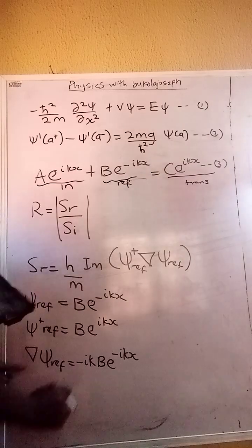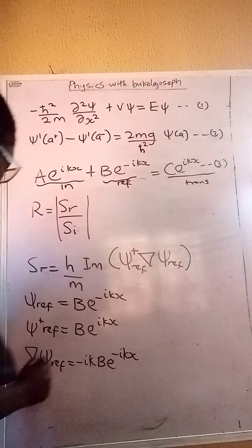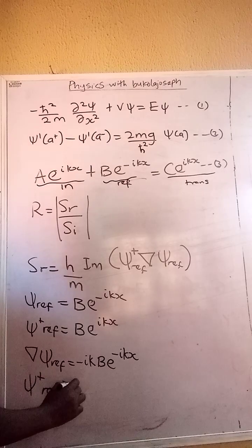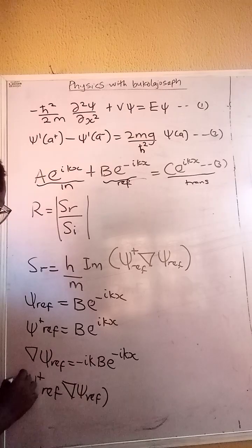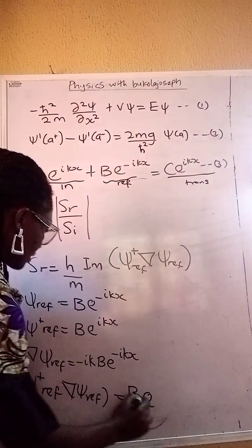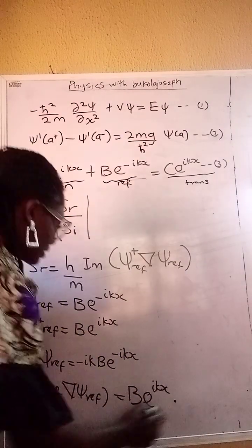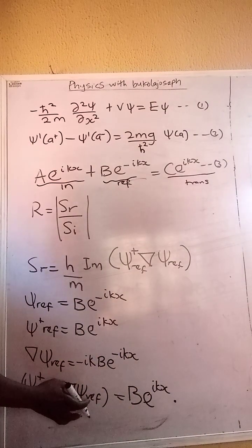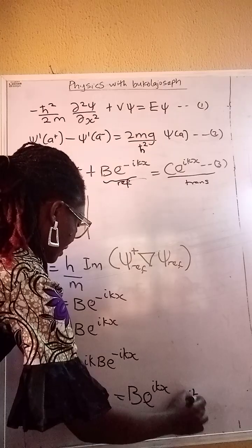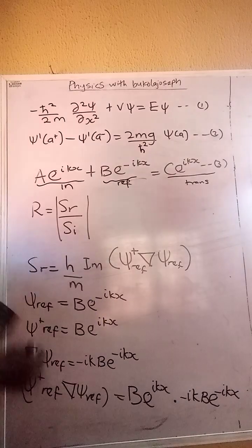Now we have found everything. All this information is what we will substitute into this. So let's break it down. Let's do this times this. This psi dagger, this psi. What would this be? So we have b exponential ikx multiplied by the differentiation of this, that's this. So we have minus ik b exponential minus ikx.